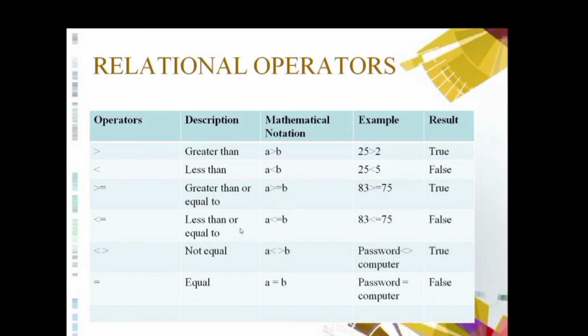After that, the less than or equals to, not equals to. Not equals to returns true when the first number is not equals to the second, okay? And this one is the equals to operator. It returns true when the first number is equals to the second, okay? It just checks or does the comparison, okay? Here password is equals to computer. It provides us the false result.